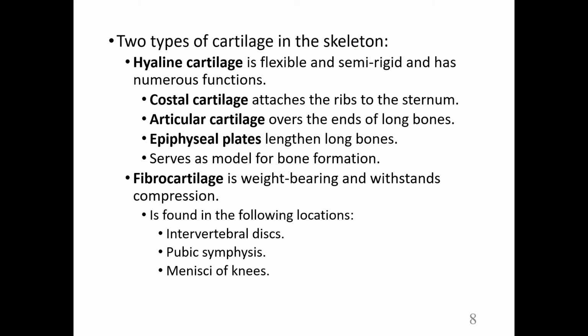There are two types of cartilage in the skeleton: hyaline cartilage and fibrocartilage. Hyaline cartilage is flexible and semi-rigid and has numerous functions, such as costal cartilages, which attach the ribs to the sternum, articular cartilage, which covers the ends of long bones, and epiphyseal plates, which lengthen long bones during growth. Hyaline cartilage also serves as a model for bone formation. Fibrocartilage is weight-bearing and withstands compression. It is found in the following locations: the intervertebral discs, the pubic symphysis, and the menisci of the knees.